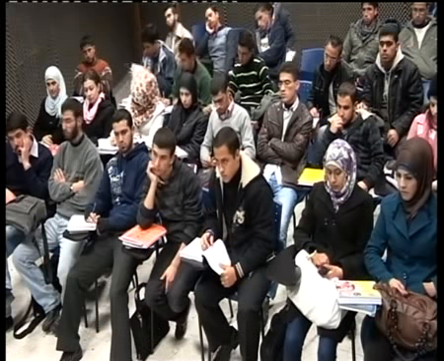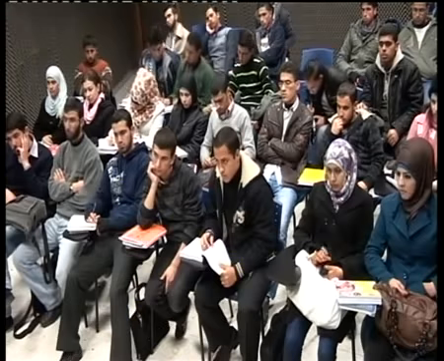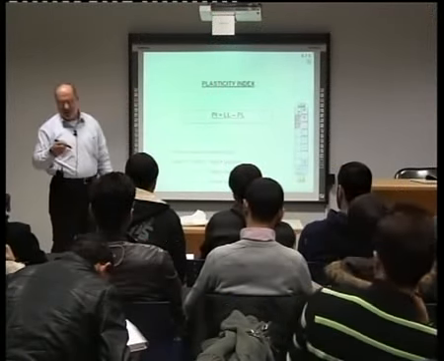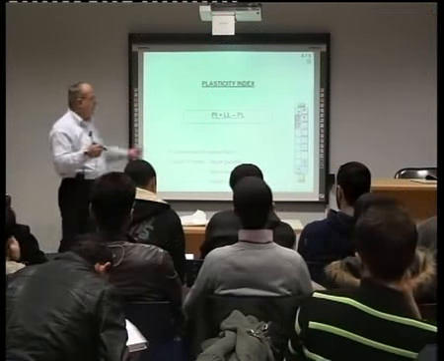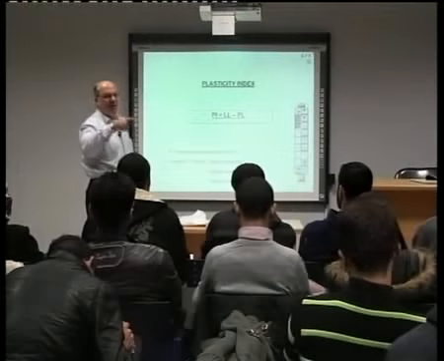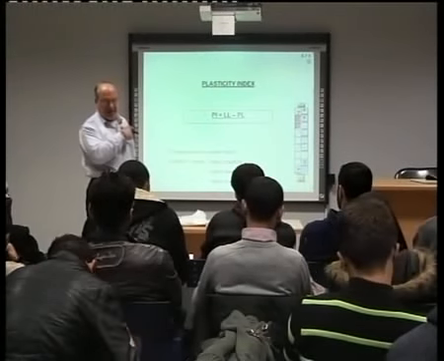Now, from the liquid limit and plastic limit, we have to deal with this equation, and it is very important. We find the plasticity index. We call it plasticity index, PI. You should know that. If I say plasticity index, then it is PI. It is equal to liquid limit minus plastic limit, okay? So the difference between liquid limit and plastic limit is the plasticity index.